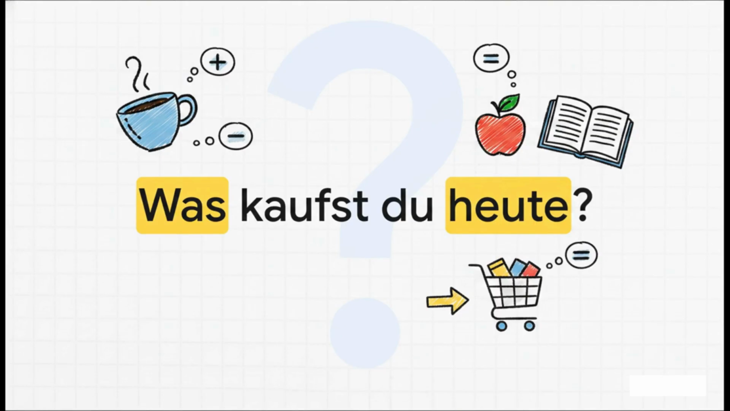So I want to leave you with a provocative little question to test out your new playbook right away. Look around you right now. Was kaufst du heute? What are you buying today? Are you buying a coffee, an apple, a book? Try building that sentence in your head right now using your brand new nominative and accusative skills. And remember, keep an eye out for that masculine N.